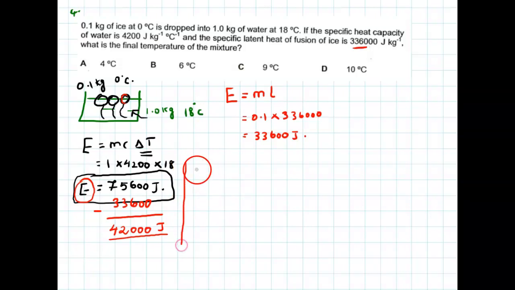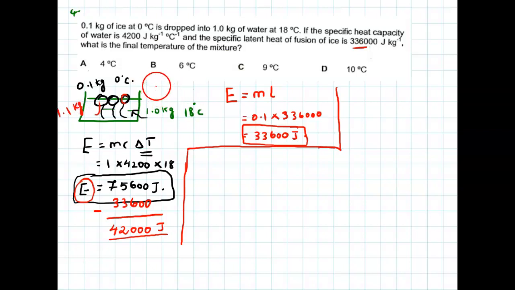Now what happens after the ice cube receives this much heat energy from water? Now the ice cube melts. Now the system contains water. Ice turned to water, and here is the water. So the total mass of the system is now 1.1 kilogram, right? 1 kilogram water and 0.1 kilogram ice melts to water. So it becomes 1.1 kilogram, the total mass in this system now.